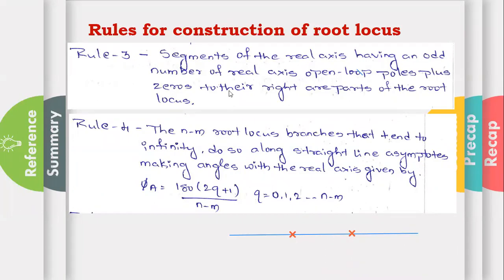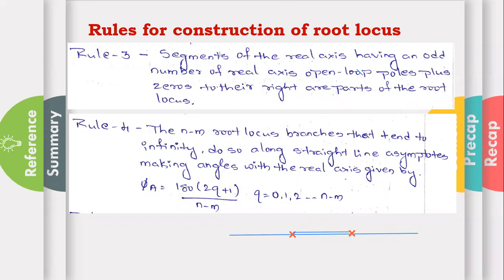So during this, what I need to do? I need to thicken this line. This line will be the part of root locus. If I come to this point, after this point, if I see on the right side, there are 2 poles and 2 is even. So this is not a part of root locus, and this is not a part of root locus, but in between this is the part of root locus.